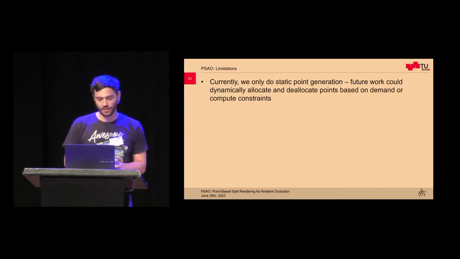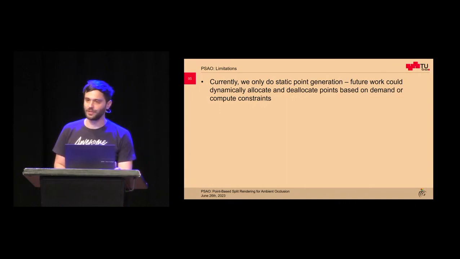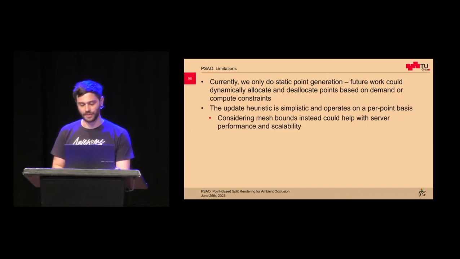So in terms of limitations, we currently only do static point generation, and future work could dynamically allocate and deallocate points based on demand or compute constraints. Additionally, our update heuristic is currently quite simple and operates on a per point basis. So as I've talked about, the server just ray traces all of the points and figures out which values have changed, which is quite expensive on the server, of course. So considering mesh bounds instead could help with server performance and scalability.